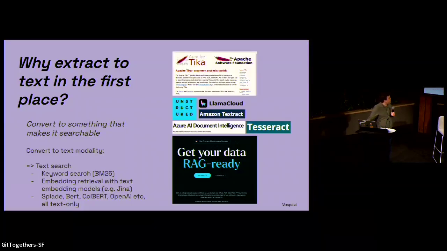Why do we extract the text in the first place? It's about chunking and embedding and then being able to retrieve and have it be searchable. And there's a billion ways to do this and more are coming all the time.